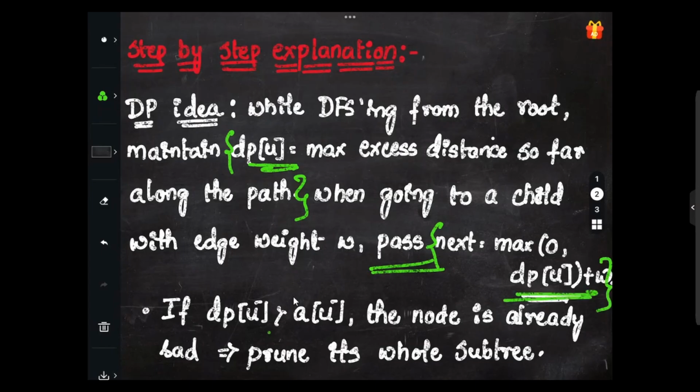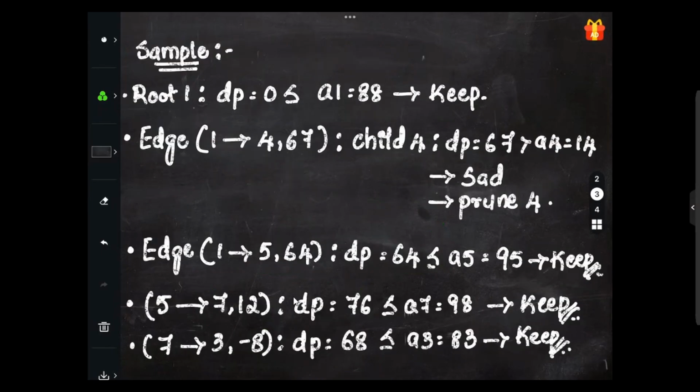So if dp of u is greater than a of u, the node is already sad, so we will prune its whole subtree. Just remember this, this is very important. If dp of u is greater than a of u, the node is already sad and we will prune its whole subtree. Let's see the same thing further.